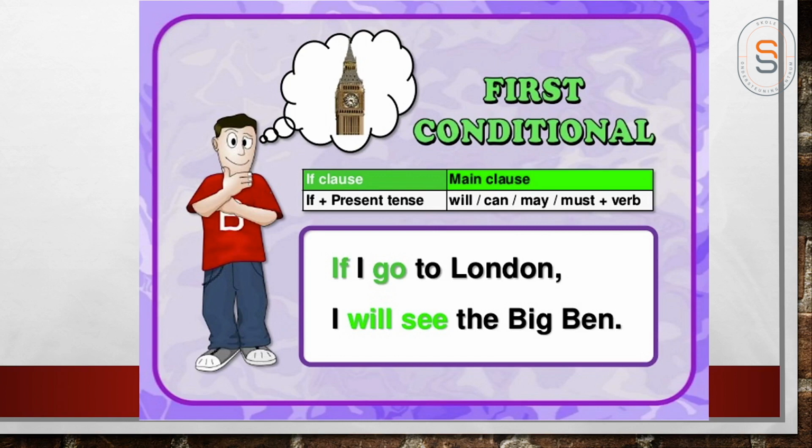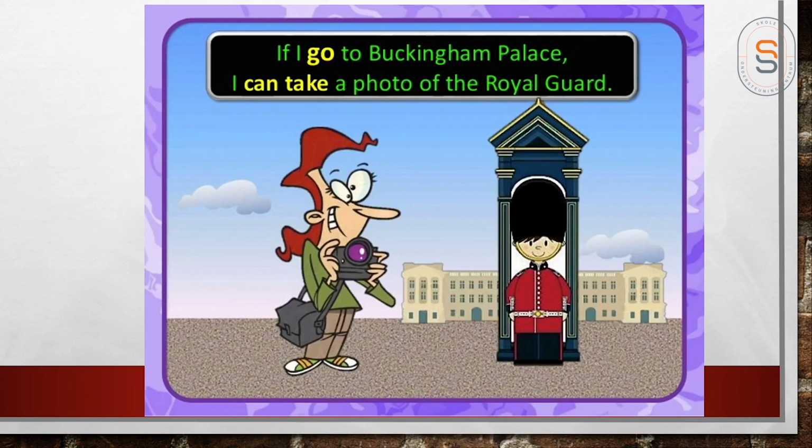Now, we have three types. We have the first conditional, or the first type, where your if sentence is in the present tense, and then you add will, can, may, or must plus your verb. Look at the example. If I go to London, that's in the present tense, I will see the Big Ben. So I add will, can, may, or must. If I go to Buckingham Palace, in the present tense, I can take a photo. So again, you add will, shall, may, or can.